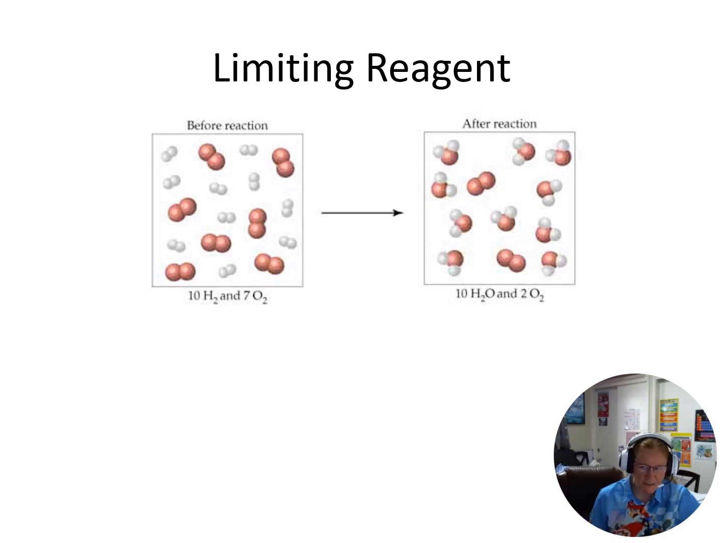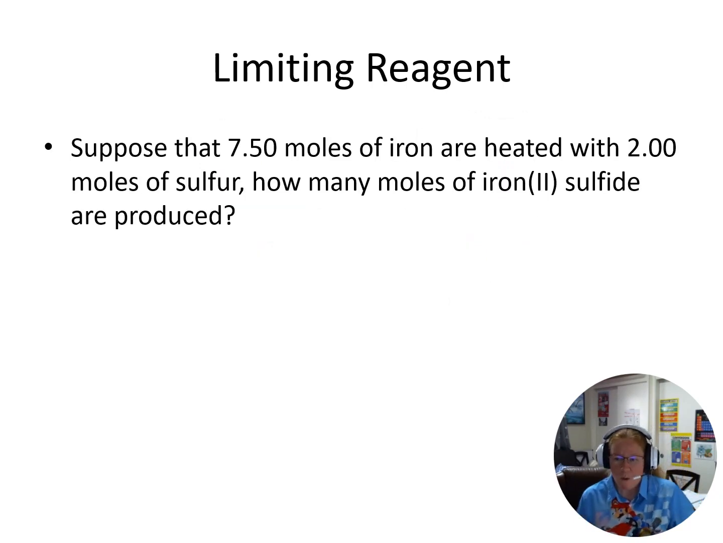Okay, so let's start off with an easy one with just moles. So how do we do these? What we have to do is we have to do 2 calculations. We have to calculate the amount of product formed from reactant A. Then we have to calculate the amount of product formed from reactant B. So we do the calculation twice. Then we look at it, and whichever amount of product is smaller, that's how much product we can form. Okay, because that means that that reactant ran out first. So the lesser amount of product, that's how much we can form.